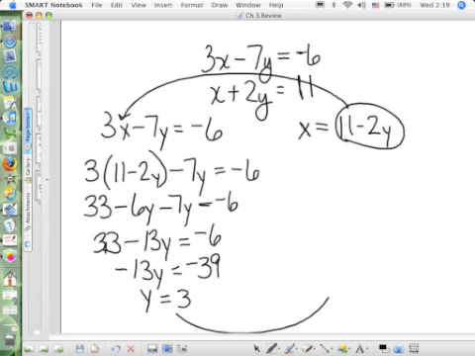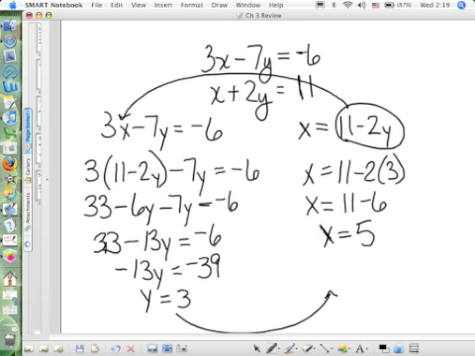Now to finish off the cycle of substitution, if y equals 3, I've simply got to plug that in here to figure out x. So x is equal to 11 minus 6, or x equals 5. Remember, this is a point on a graph.